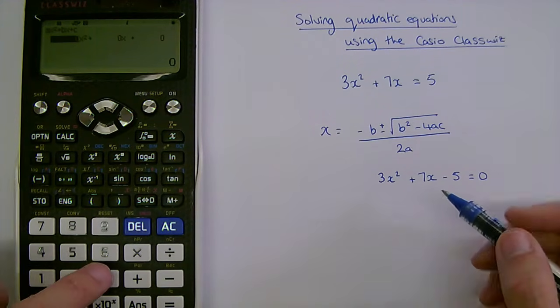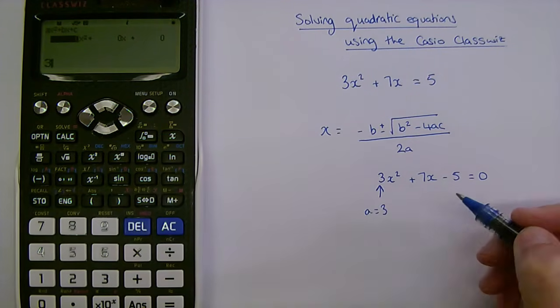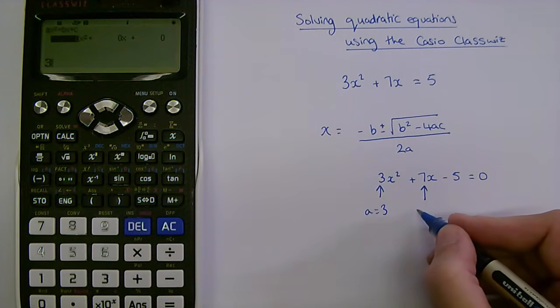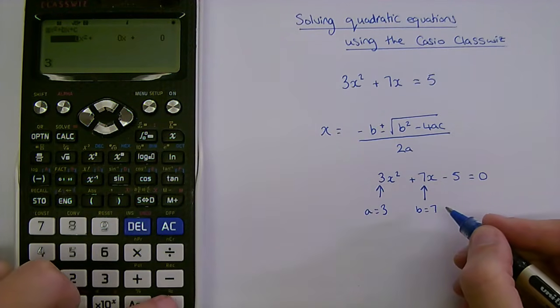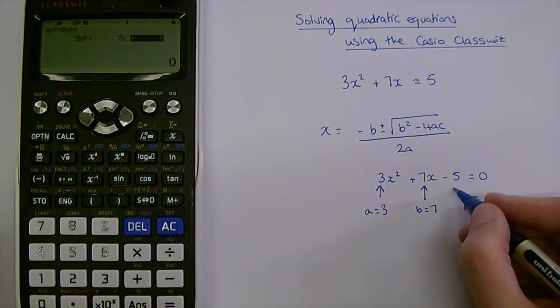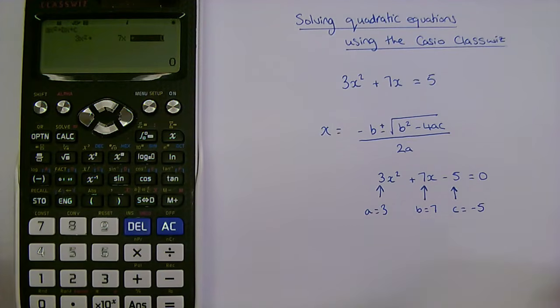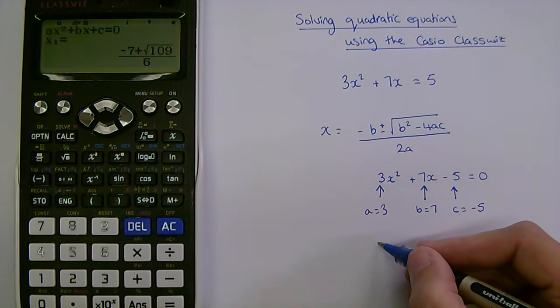And we just need to say that this is my a value, so a is equal to 3. B here is 7, so I'm going to press enter, which moves along to the middle option. I'm going to type in 7 and enter, and then c in the case that I've chosen is negative 5, so I'm just going to type in negative 5 and press enter. If I press enter again, that will then give me the first of the 2 solutions.